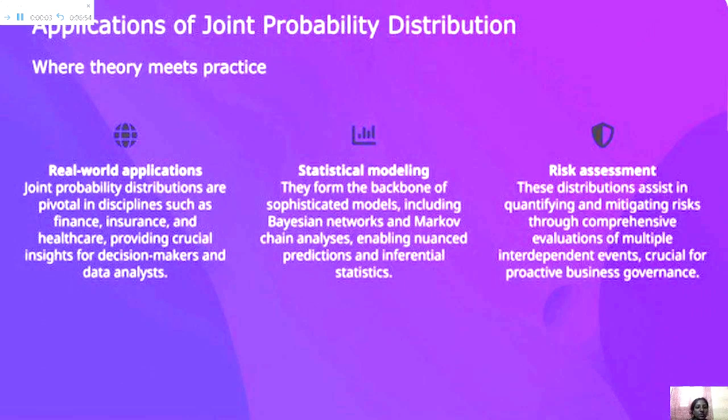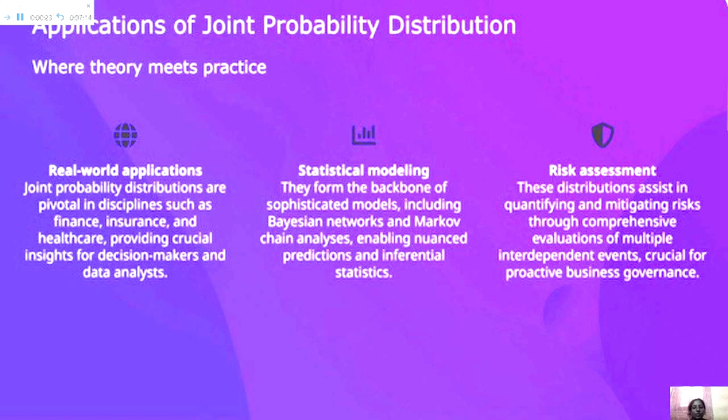Next, we have applications of joint probability distribution, where theory meets practice. Real world applications. Joint probability distributions are pivotal in disciplines such as finance, insurance, and healthcare, providing crucial insights for decision makers and data analysts.